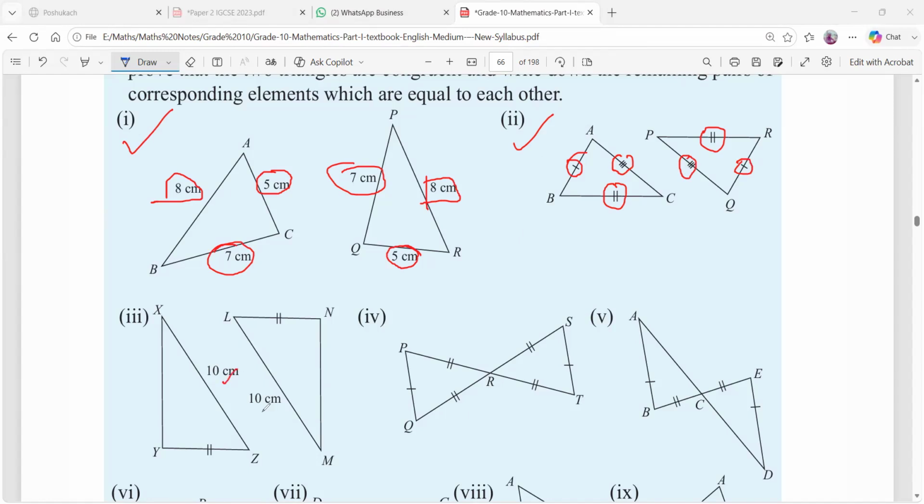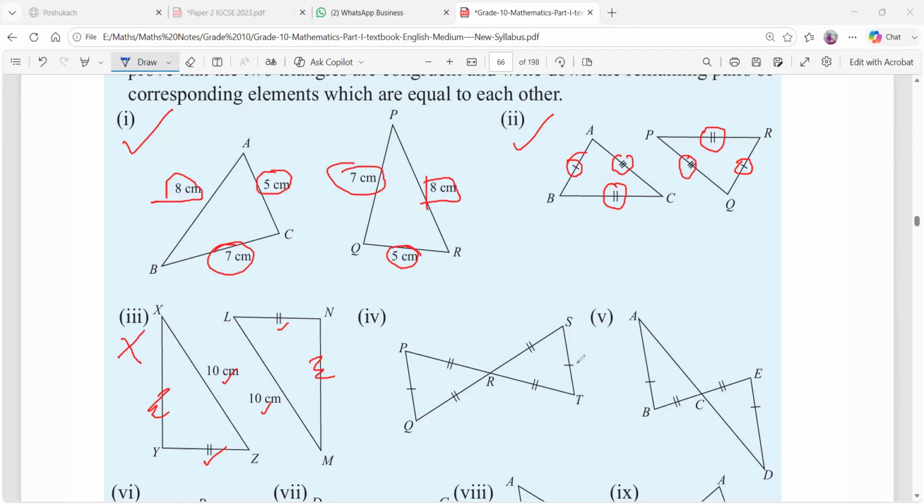Here 10 centimeters, 10 centimeters, okay. Two lines, okay. But it is not mentioned that this one is equal to the other. So we cannot say it's congruent. Three sides should be equal to each other. Side, side, side case: three sides should be equal to each other.